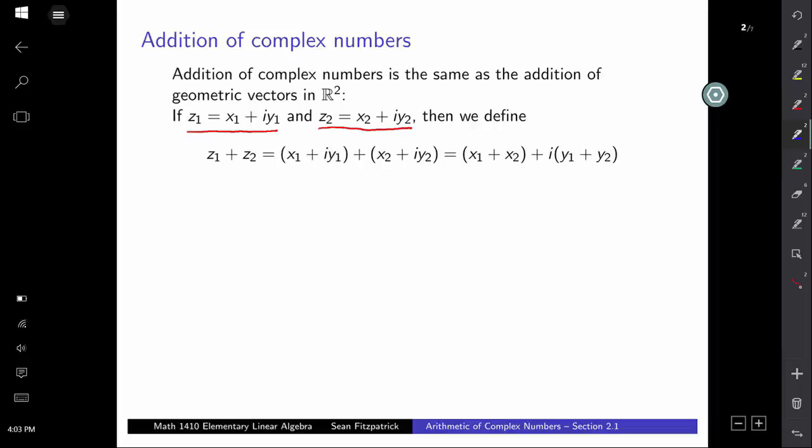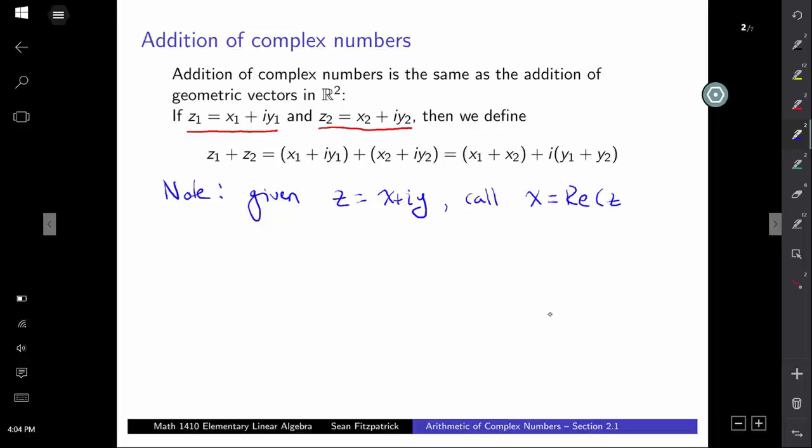Just for ease of reference, I should note that if I give you z equal to x plus i times y, x is sometimes denoted Re of z. This is called the real part, and y is sometimes denoted Im of z. This is often referred to as the imaginary part.